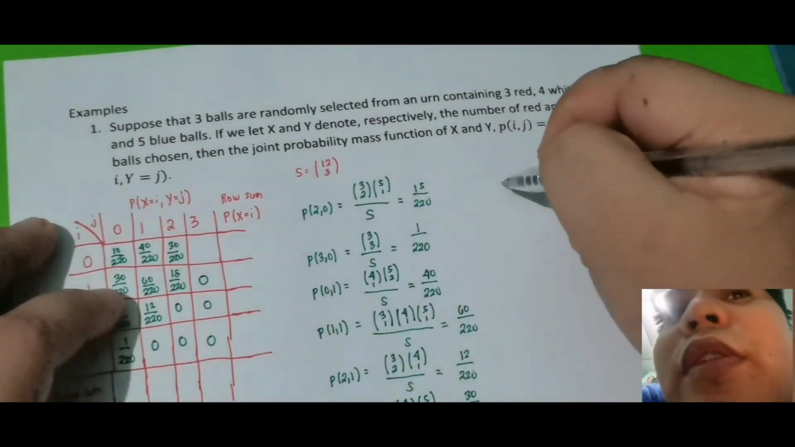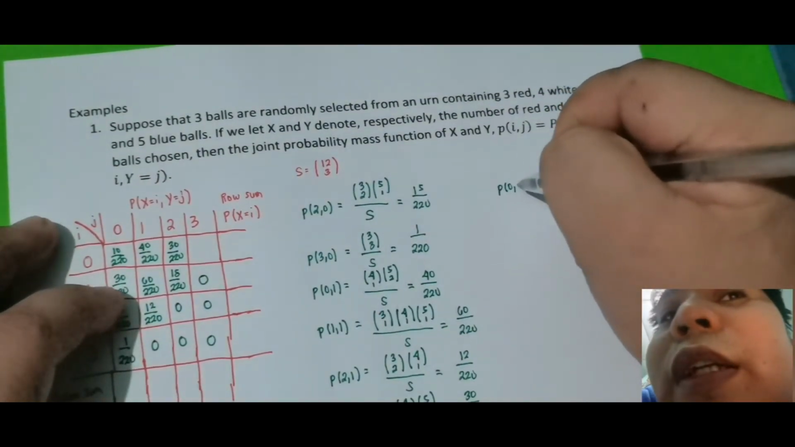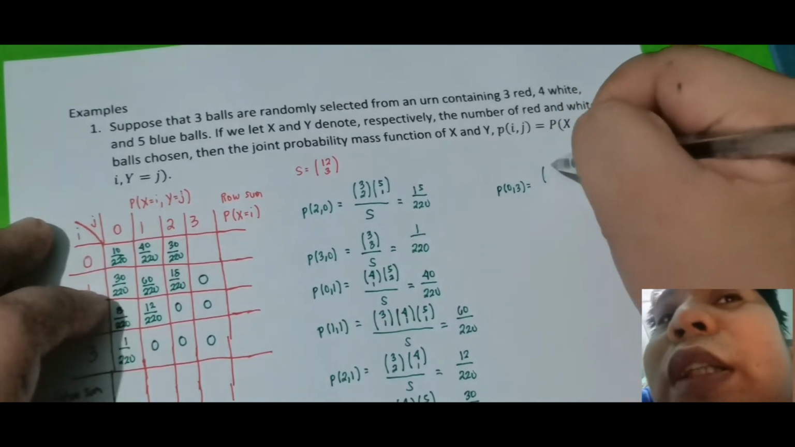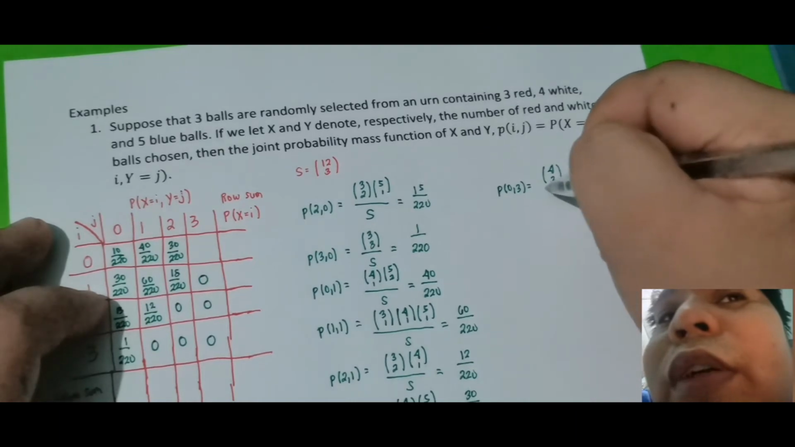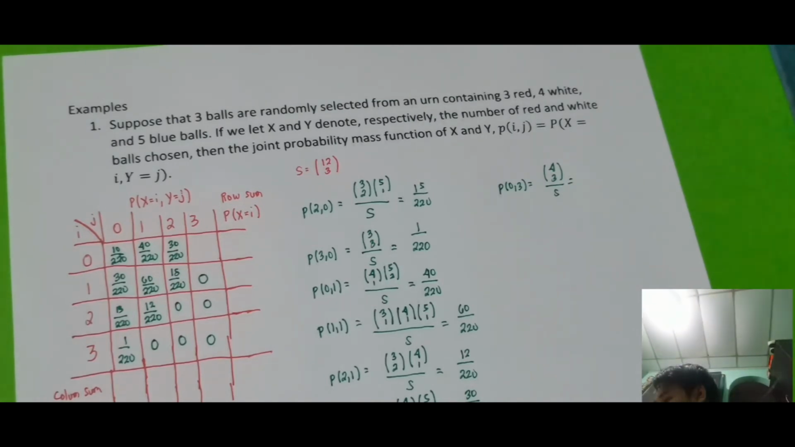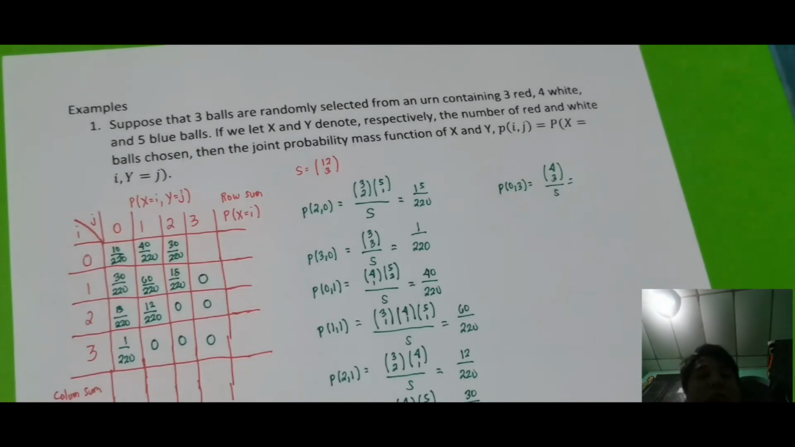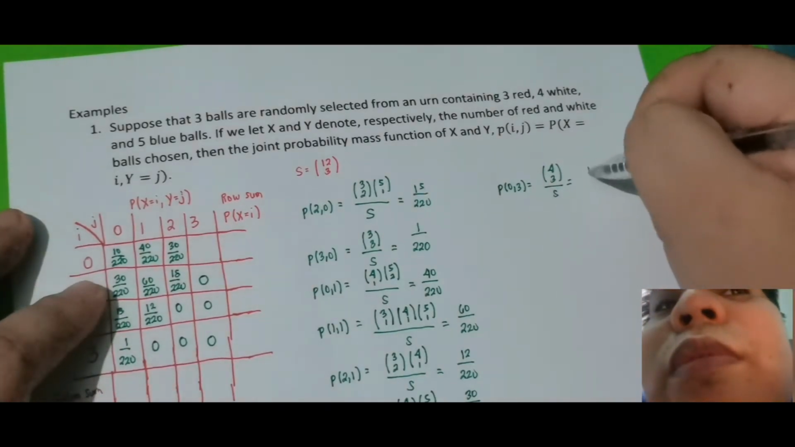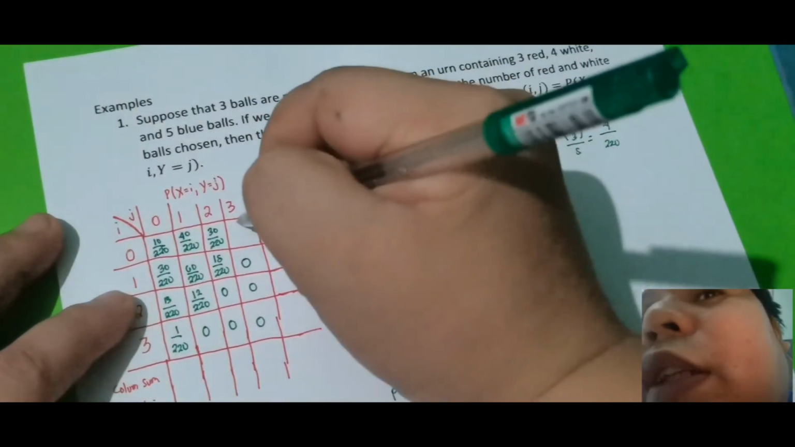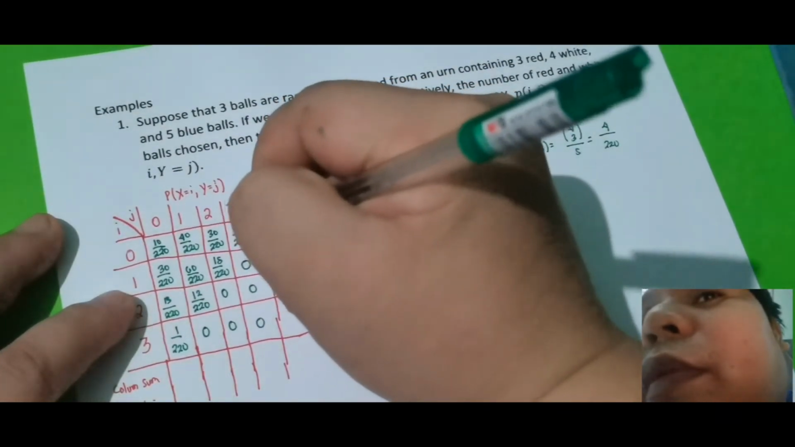Okay, next, last is (0, 3). So this is the probability of (0, 3). This is just equal to 4 taken 3, of course, all over S. So (0, 3) is simply 4 taken 3, that is 4 over 220. So this is 4 over 220.